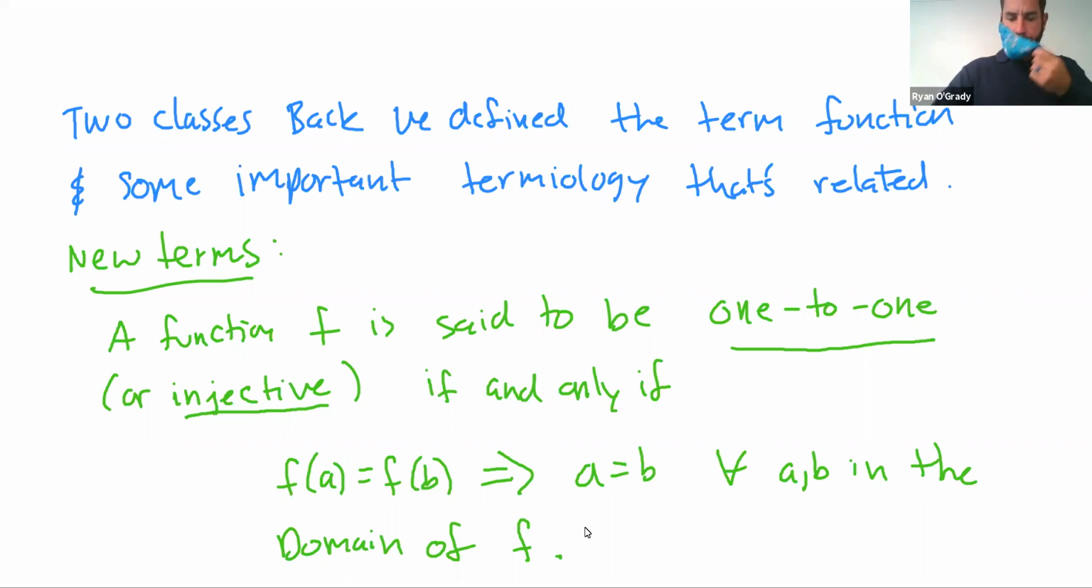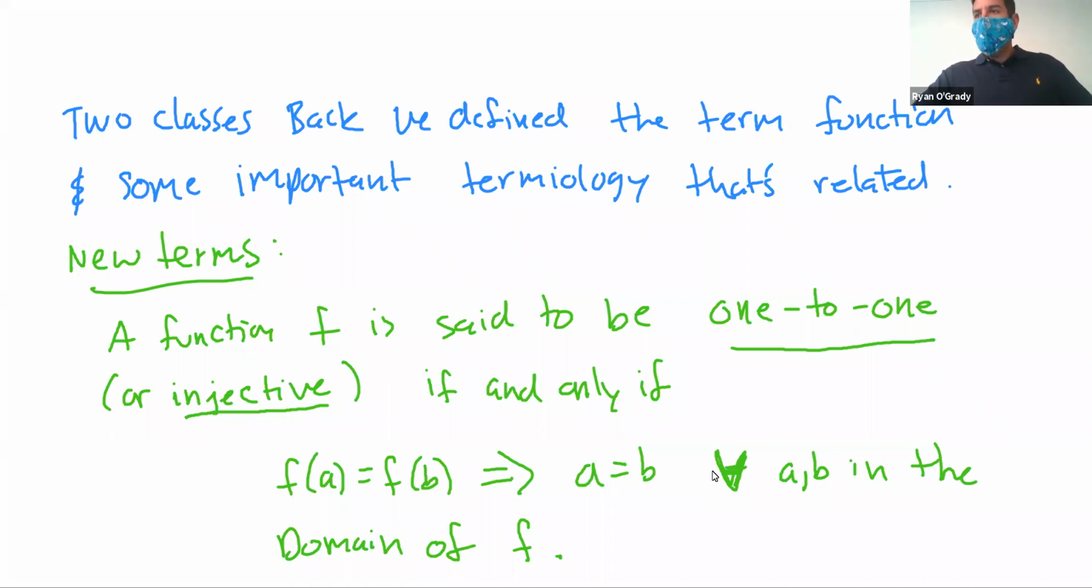What symbol? Right here? No, it's the upside down A. This is for all. Remember this symbol, the universal quantifier, for all. Oh boy, you better get that in your brain before the exam. So this is one way to define it.